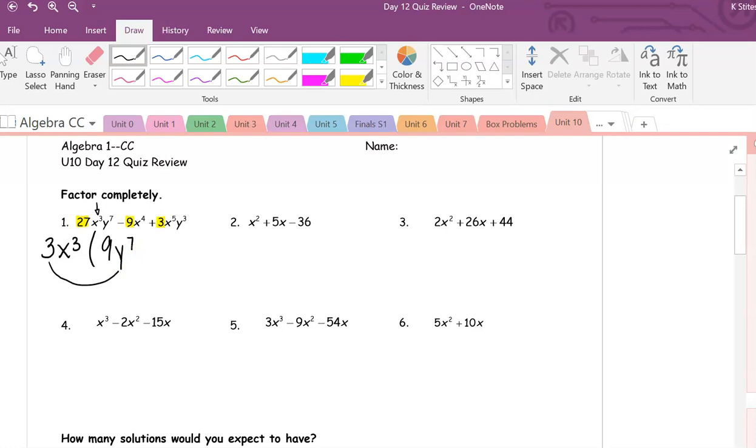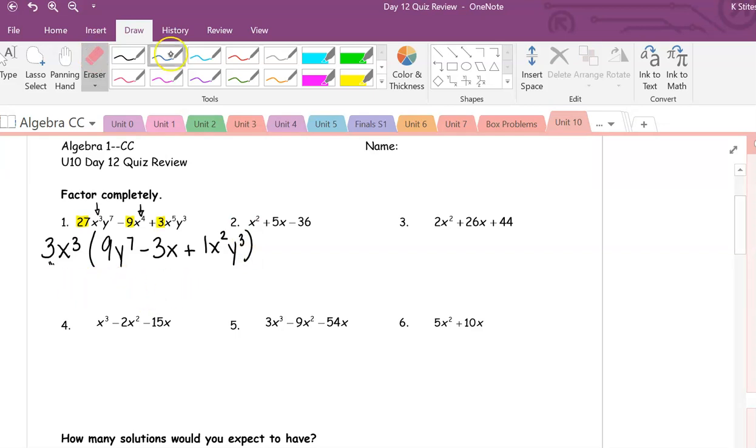All right, now I go on to my next term. 3 times something is 9. Well, that's a 3. Bring down your minus. I only have 3 x's. I need to get up to x to the 4th, so I need one more x. And now I'm ready for my last term. Bring down your plus sign. 3 times something is 3. Well, that's just a 1. I have 3 x's. I need to get all the way up to 5. That means I need 2 more x's. And I need that y to the 3rd. And there you go.